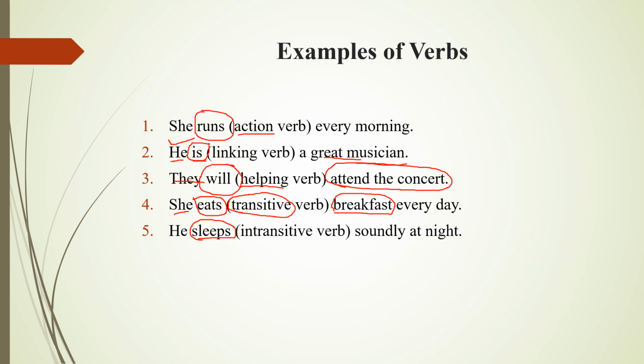So here we have done certain examples of various types of verbs. She runs every morning, action verb. He is a great musician, linking verb. They will attend the concert, helping verb. She eats breakfast every day, transitive verb. He sleeps soundly at night is an intransitive verb.